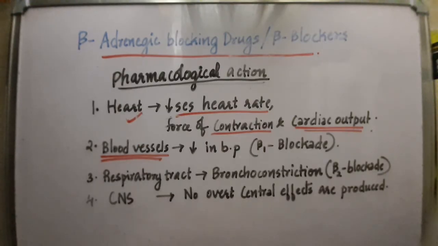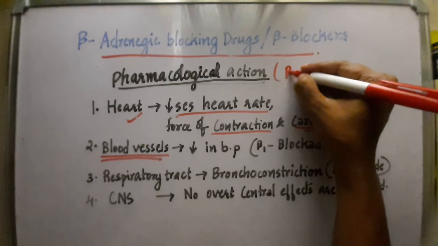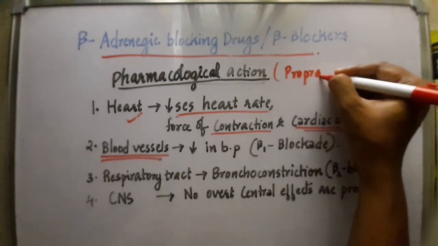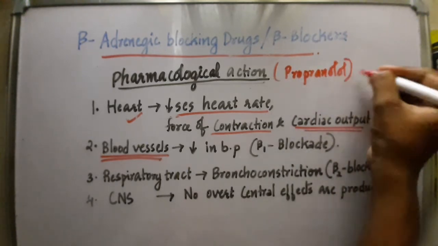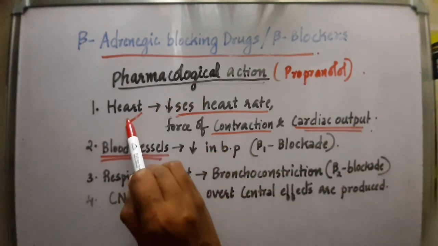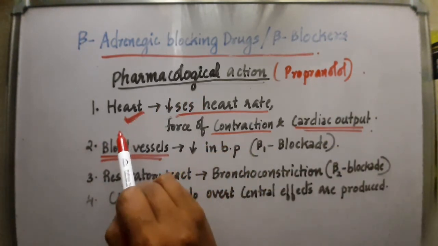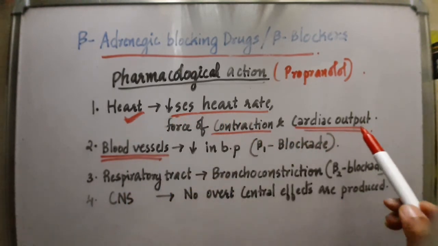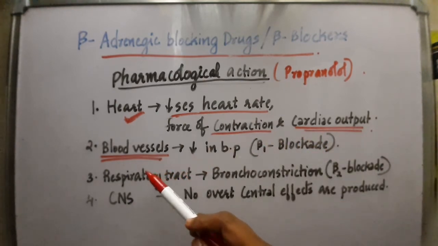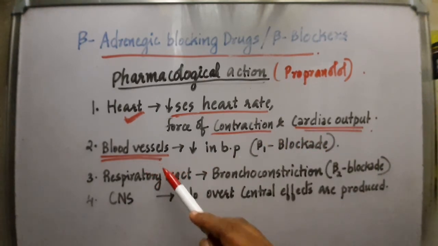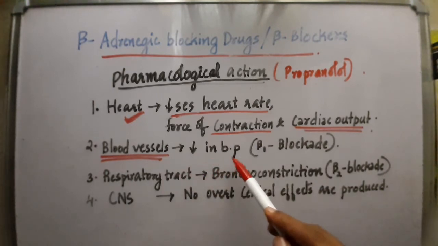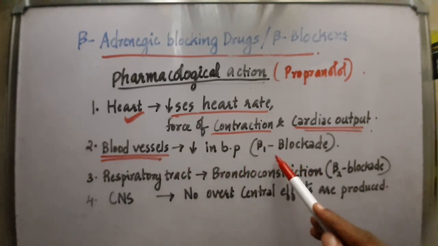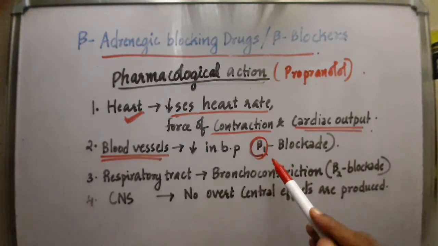Next, let us study about the pharmacological action of beta blockers, and for that we are taking the drug propranolol as prototype. First, let us see pharmacological action on heart. In heart, propranolol decreases heart rate, force of contraction and cardiac output. Next is its action on blood vessels. In blood vessels, propranolol decreases blood pressure by the blockade of beta 1 receptors.